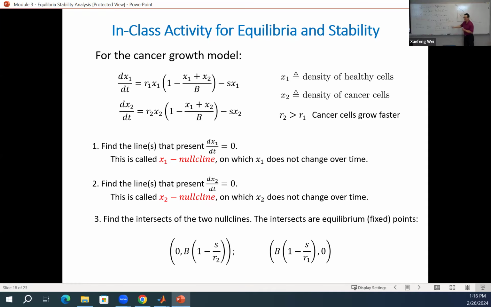Is that right? Okay. So what is this value here? It's going to be this value here. So this value is going to be b(1 - s)/r2. Okay, is that right? The same thing for this value. So now the blue line and red line, where do they intersect? I think that's our next slide.